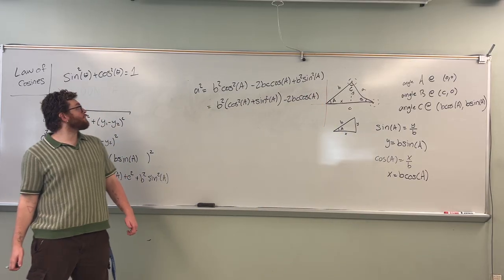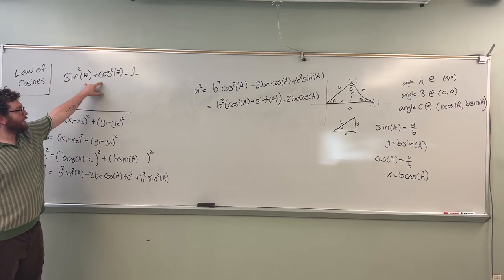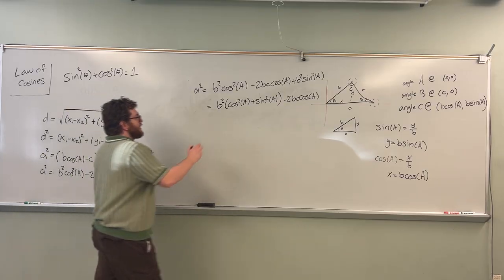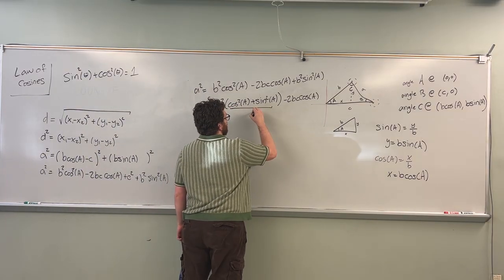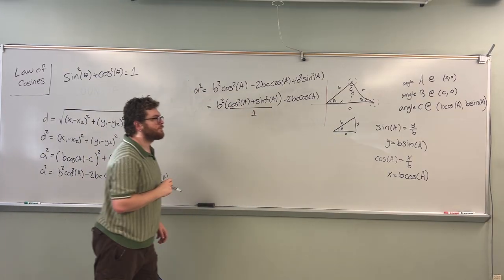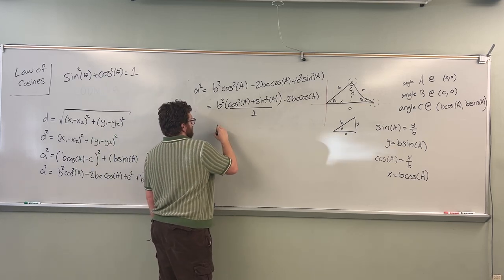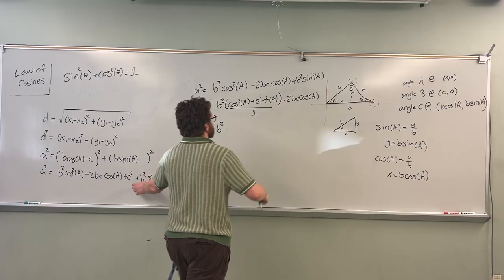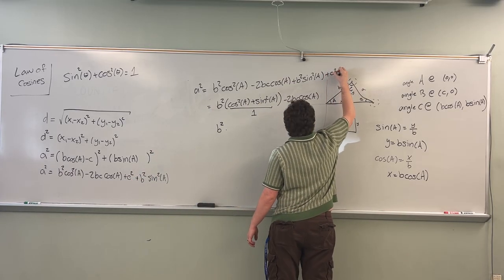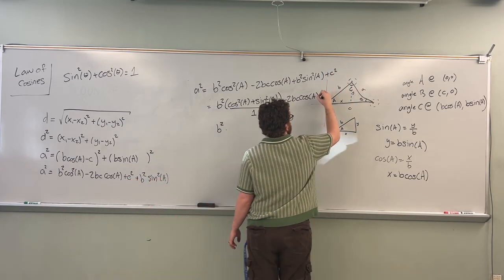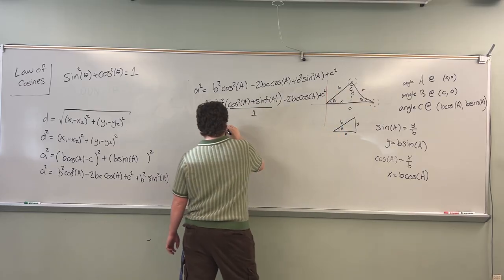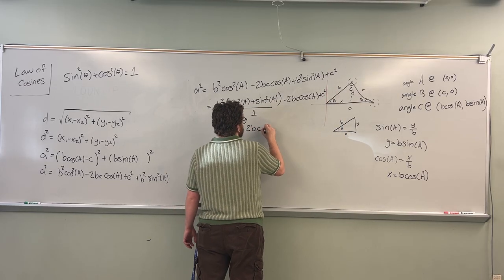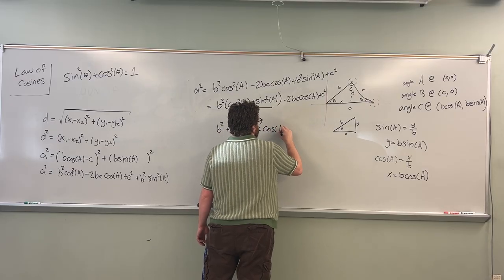And now we see the reason for why I proved this earlier. I have a sine squared plus cosine squared in there. So this inside part here is 1. And I'm left with b squared. Oh, and I missed my c squared. I dropped it somehow. There's a plus c squared there. I apologize for that. I just didn't copy it over. b squared plus c squared minus 2bc cosine of a.